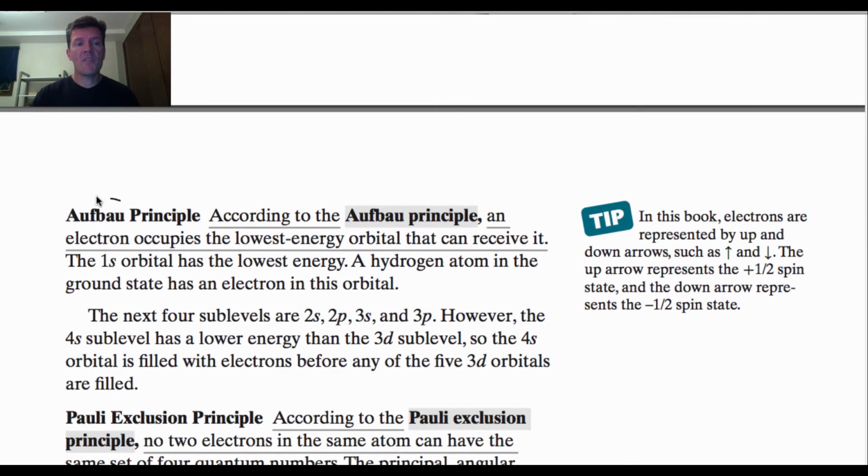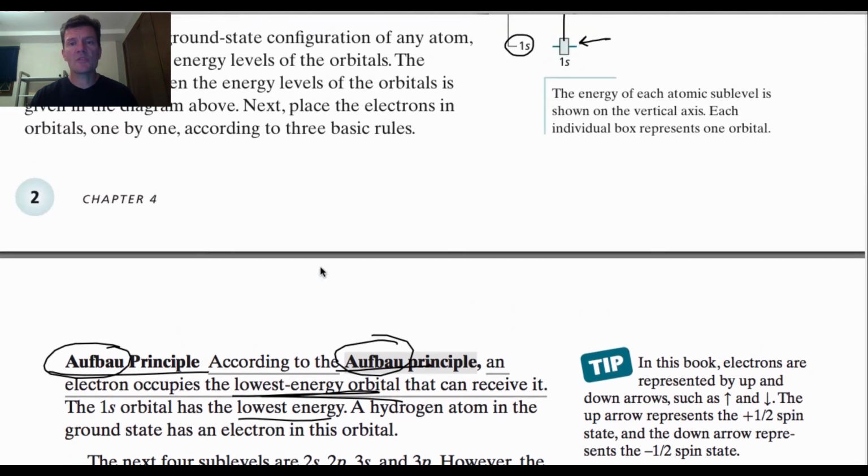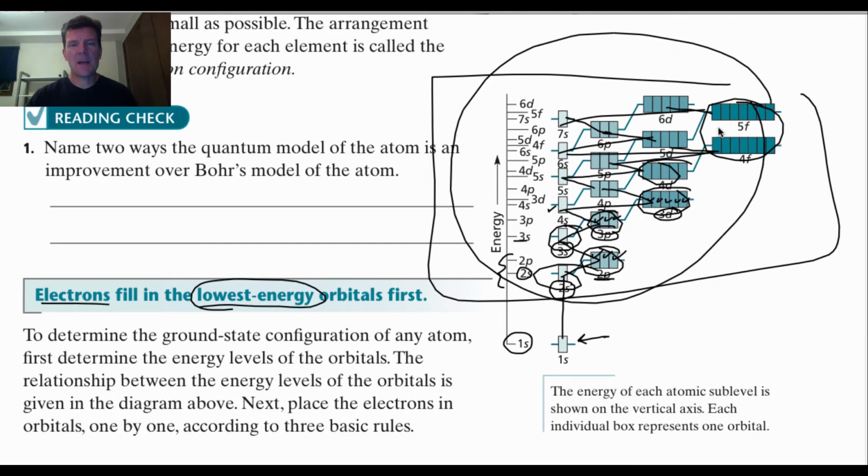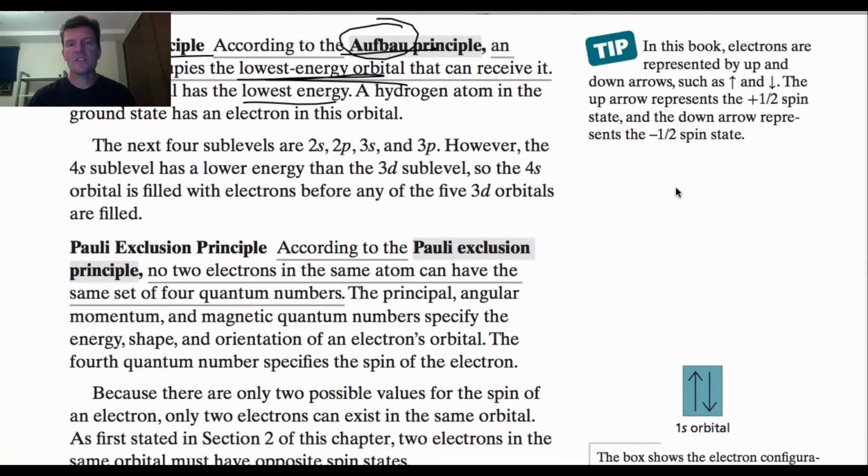But the Aufbau principle says the lowest energy orbitals always get filled first. Please write this down in your notes. Aufbau, named after a scientist, basically says the lowest energy levels get filled first. How are we going to know which ones are the lowest energies? Well, this diagram shows it right here, but that's kind of complicated, so I'll show you a really easy way to always figure it out.